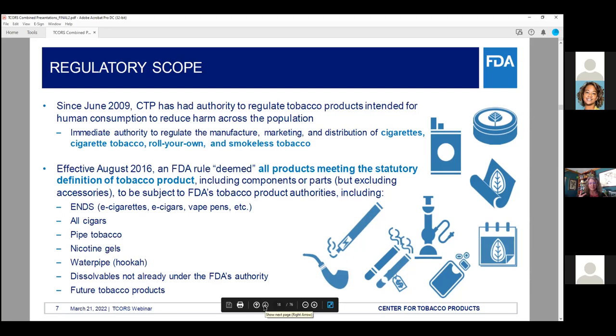So a rule was finalized that most obviously brought in products, including electronic nicotine delivery systems or ENDS, so e-cigarettes, the vape pens, et cetera, and brought those products under our regulatory authorities. In addition, it brought products such as cigars, pipe tobacco, water pipe and hookah products, and then any future tobacco products, all under our regulatory authorities.